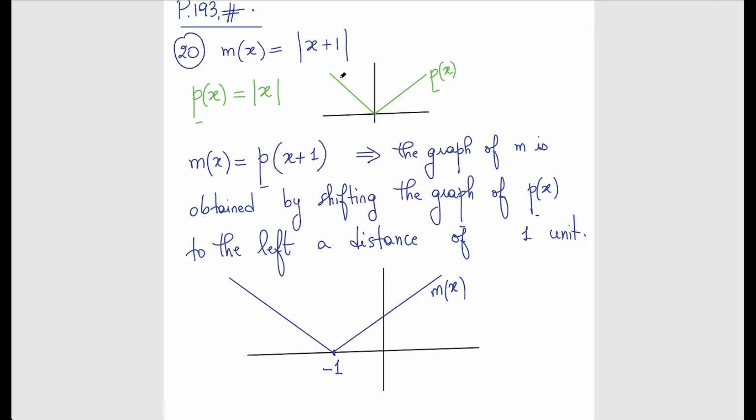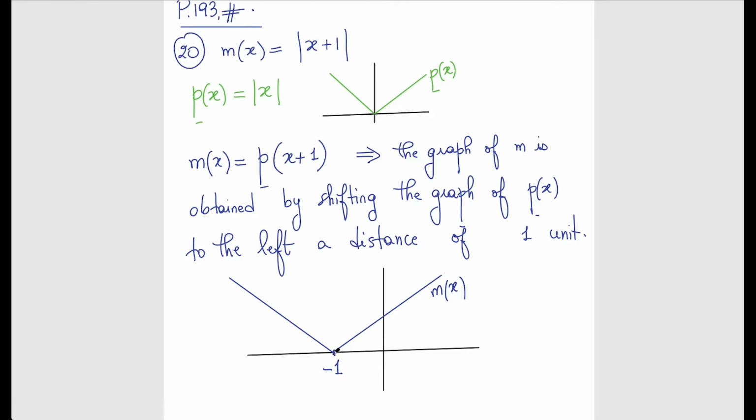You can check: if you plug in -1 in m, what's m of -1? Instead of x you have -1. It's the absolute value of -1 plus 1. What's -1 plus 1? That's 0. So the absolute value of 0 is 0. So m of -1 is 0.